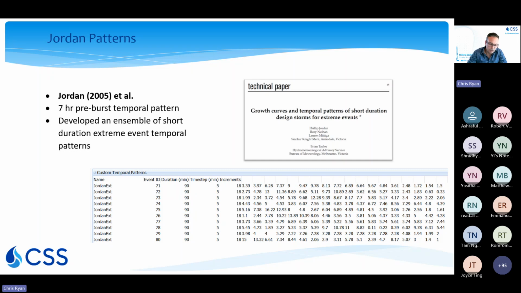Now, I mentioned before the GSDM method for the shorter durations is only a single pattern, but there are also some patterns out there in the literature, such as these from Jordan in 2005, where they developed ensembles of short duration extreme event temporal patterns, as well as a 7-hour pre-burst temporal pattern for distribution of pre-burst. So they're also available in Storm Injector, and we'll demonstrate how to use those today.